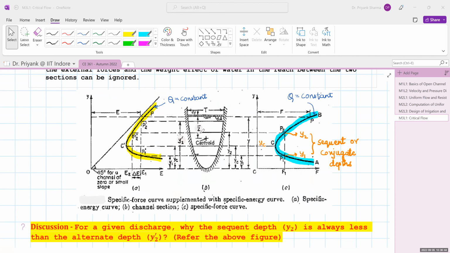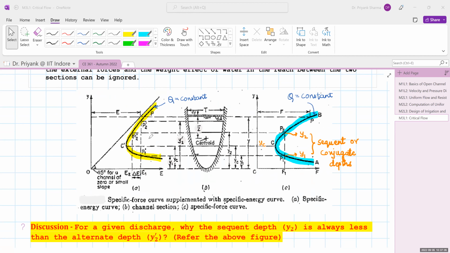This is the centroid, that is Z bar, that I was talking about. So you're well acquainted with the specific energy curve, where your Q is constant. For a given specific energy, you have two alternate depths. One is Y1 and the second, corresponding to P2 dash, is Y2 dash. So these are the two alternate depths.